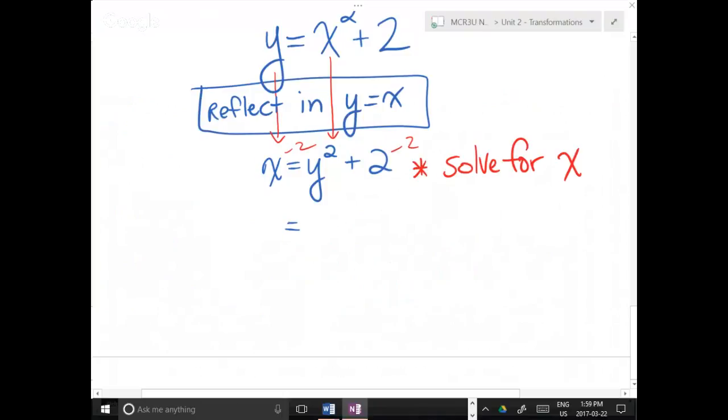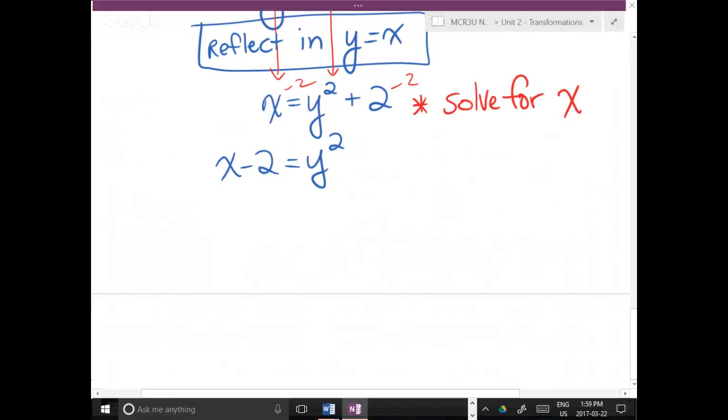Oh, negative 2x. What am I doing with this? Am I dividing, multiplying, subtracting, or adding? Subtracting. So am I going to write? I think you have it written right. Very good. x minus 2 equals y squared. All right, good.